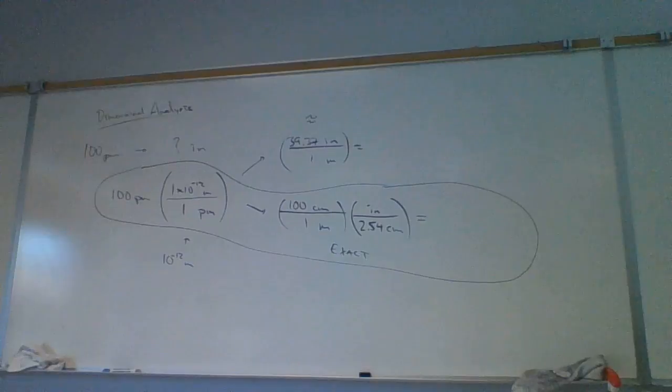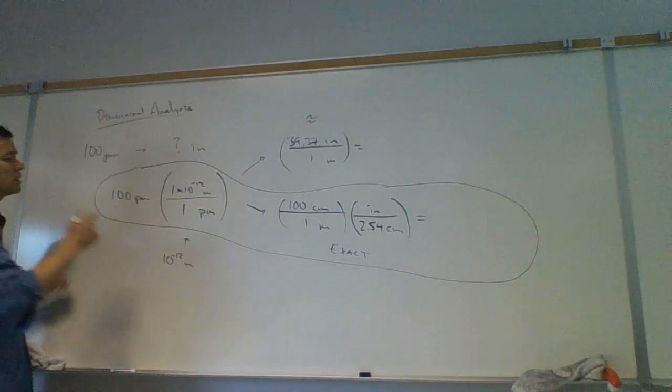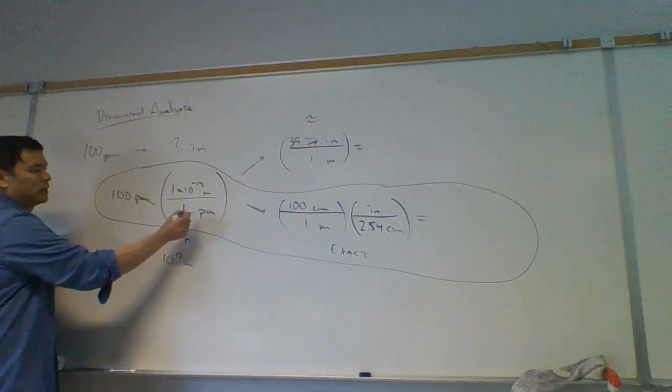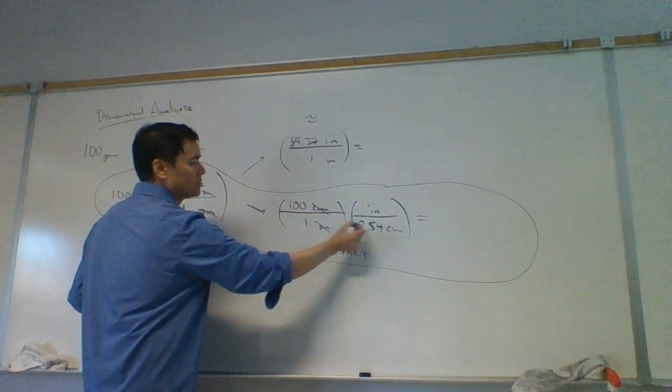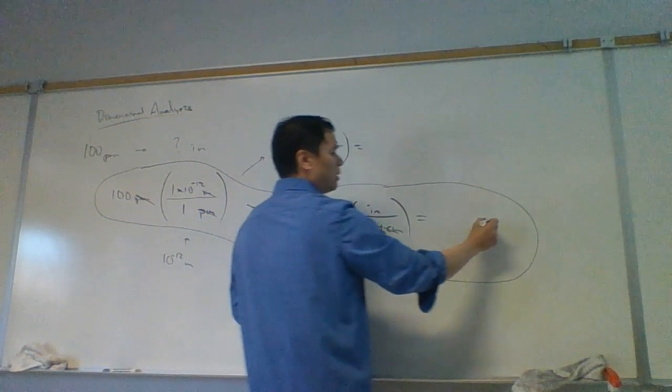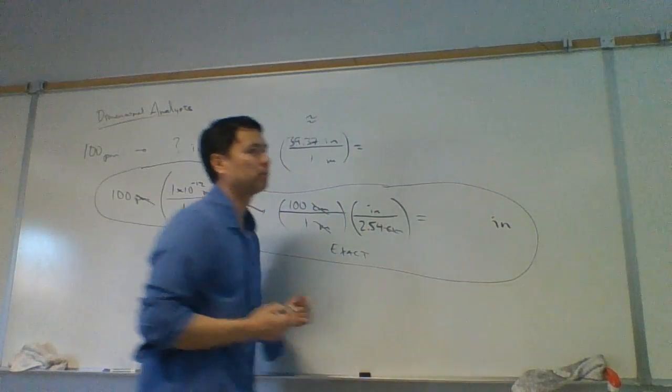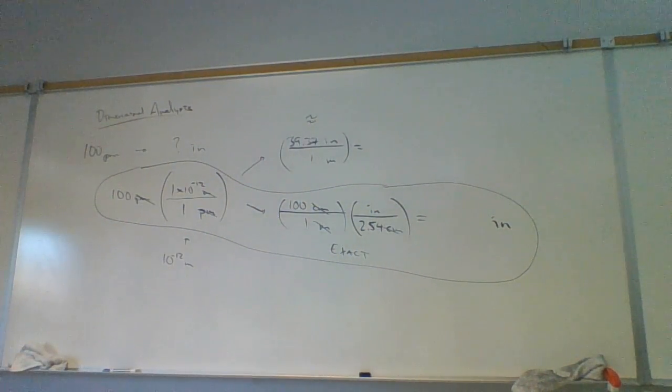So first we take care of the dimensions. So this is the crossing out part. We've got to make sure everything crosses out. And so picometers cancels picometers, meters cancels meters, centimeters cancels centimeters, and that leaves us with the correct dimension, which is inches here. Okay, now we work the numbers. And so just working the numbers, it's going to be 100.